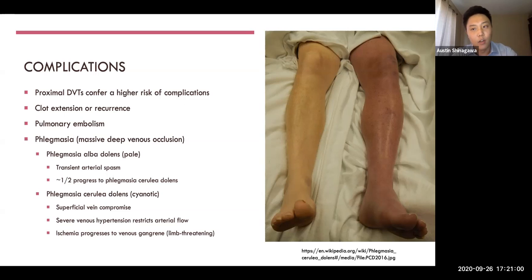This occurs when you get superficial vein compromise in addition to deep venous compromise. Severe venous hypertension actually can restrict arterial flow, causing ischemia, which can actually progress to gangrene and can be limb-threatening. And so if you see this in a patient with a DVT, you need to act fast.